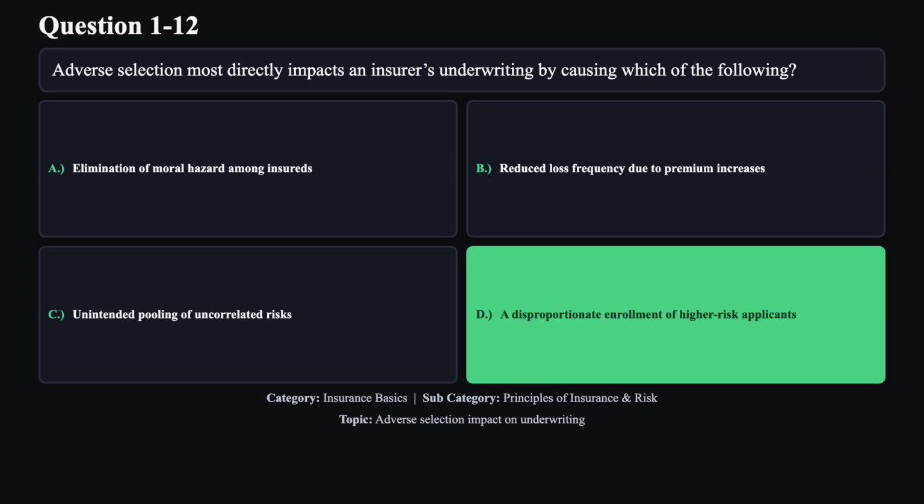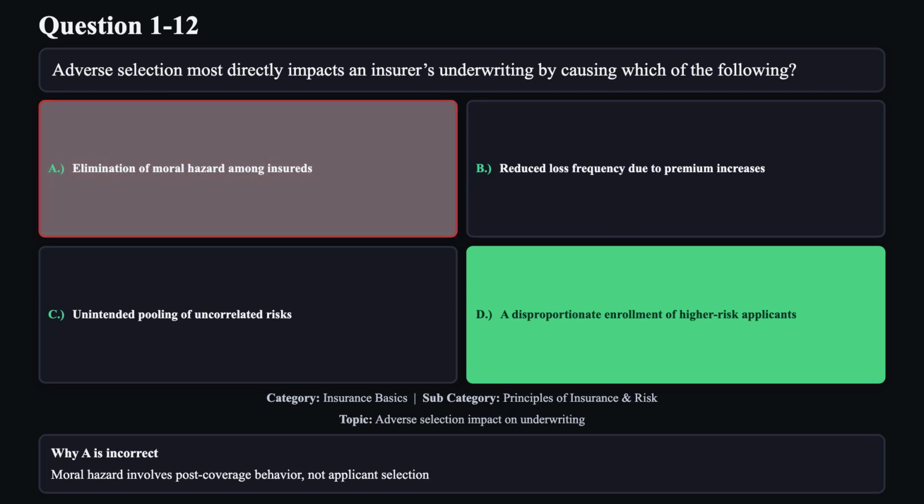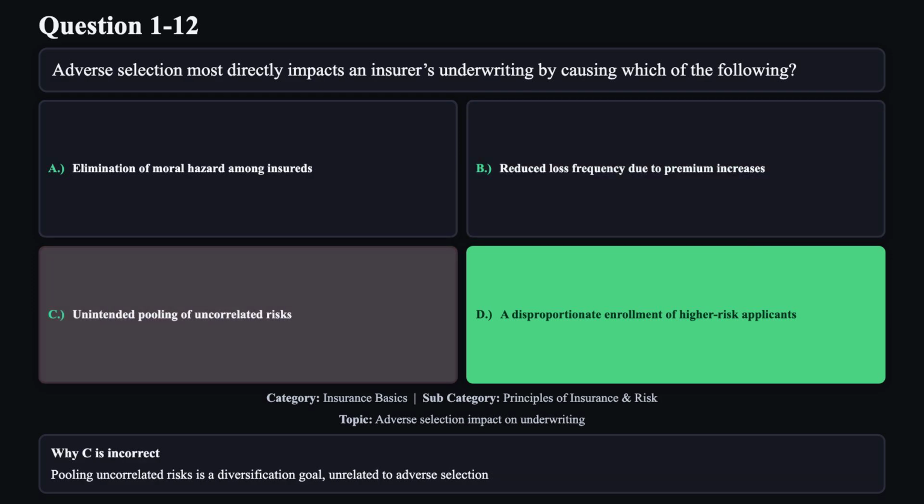The correct answer is D. Adverse selection occurs when individuals with higher than average risk seek coverage disproportionately, raising the insurer's loss ratio. Reason A is not correct. Moral hazard involves post-coverage behavior, not applicant selection. Reason B is not correct. Premium increases may deter some applicants but do not describe adverse selection itself. Reason C is not correct. Pooling uncorrelated risk is a diversification goal, unrelated to adverse selection.